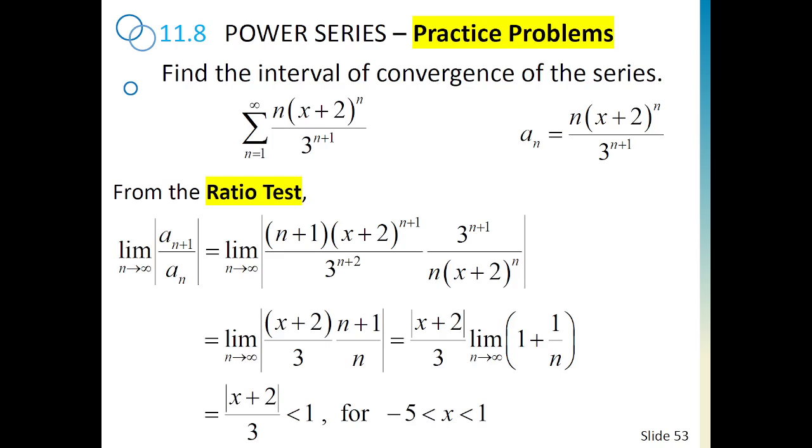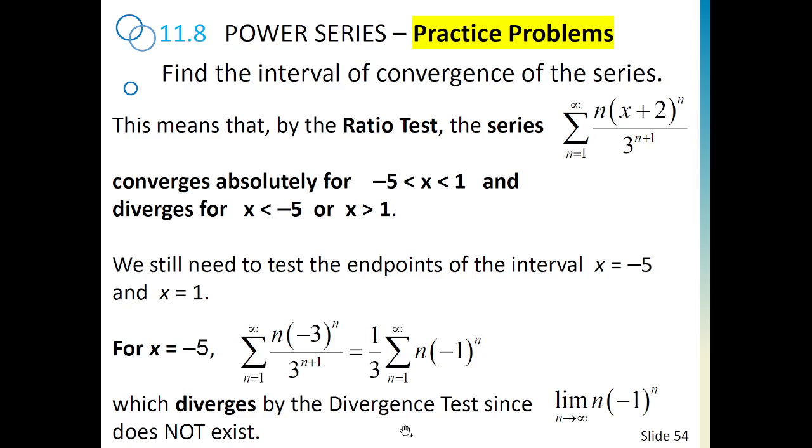Now the last piece of work is to check what's happening at the endpoints, if any of those endpoints is producing a convergent series. So we need to test both of them anyway. Let's start with the left one, x = -5. So here instead of x I plug in -5. So I have -5 + 2, which is -3, right? So here I rewrite it a little bit.